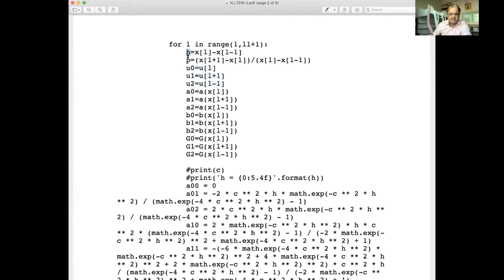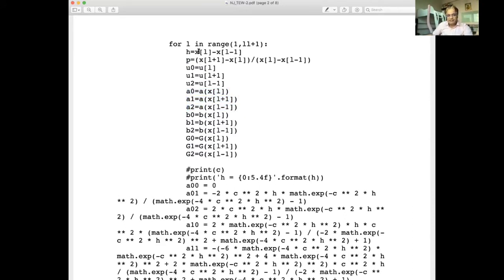H is basically a step size, and P is again a parameter, defined as the next step size divided by the previous step size. In this case it is 1, but it can change. Now, we have 3 functions, A, B, and G. For A, I have calculated A0, A1, A2 in terms of L, L plus 1 and L minus 1. Similarly for B, similarly for G.